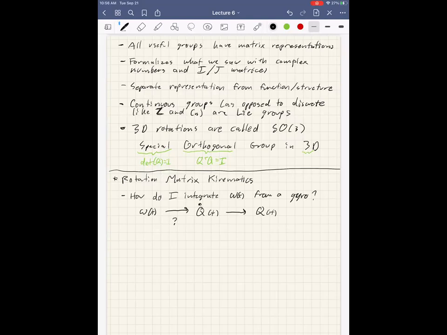I don't really know how to do that. It's not obvious. This is a 3x3 matrix, and this is a 3-dimensional vector. There's some weird thing going on in the middle there. Okay, so how do we do this? The way we're going to get at this is first by thinking about velocities in a rotating reference frame.